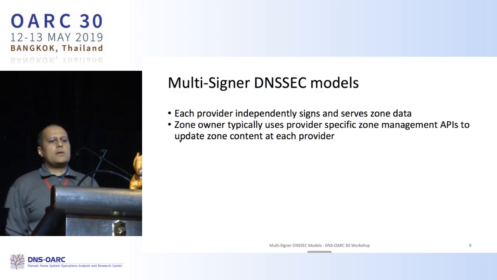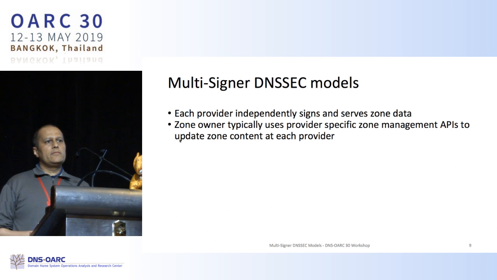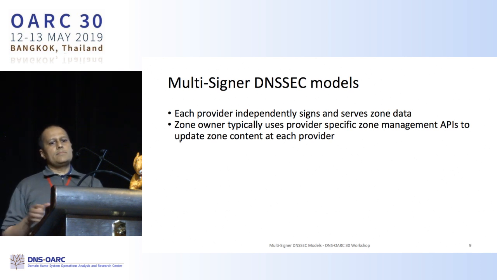So let's talk about the multi-signer models. These are models in which multiple providers cooperatively serve the same zone data, but they do it in a way that each provider independently signs the zone data.